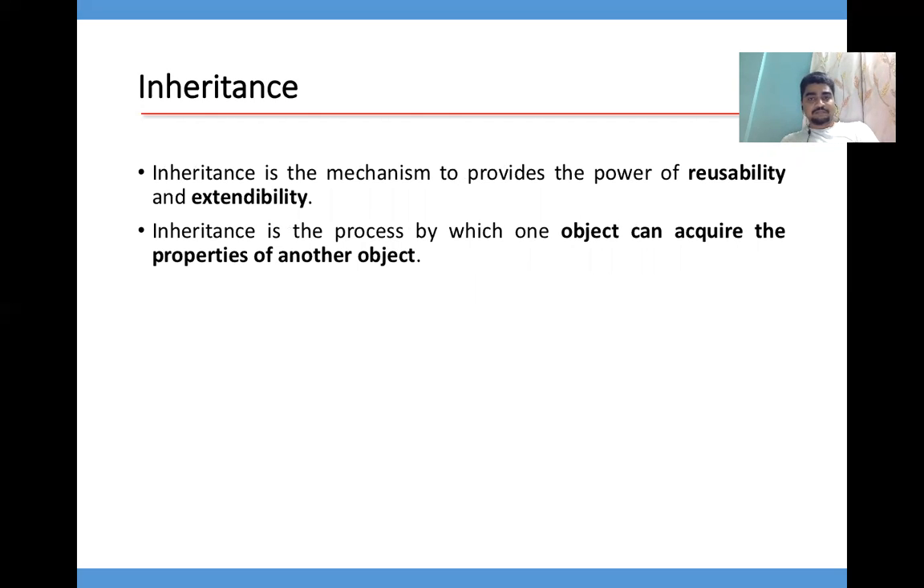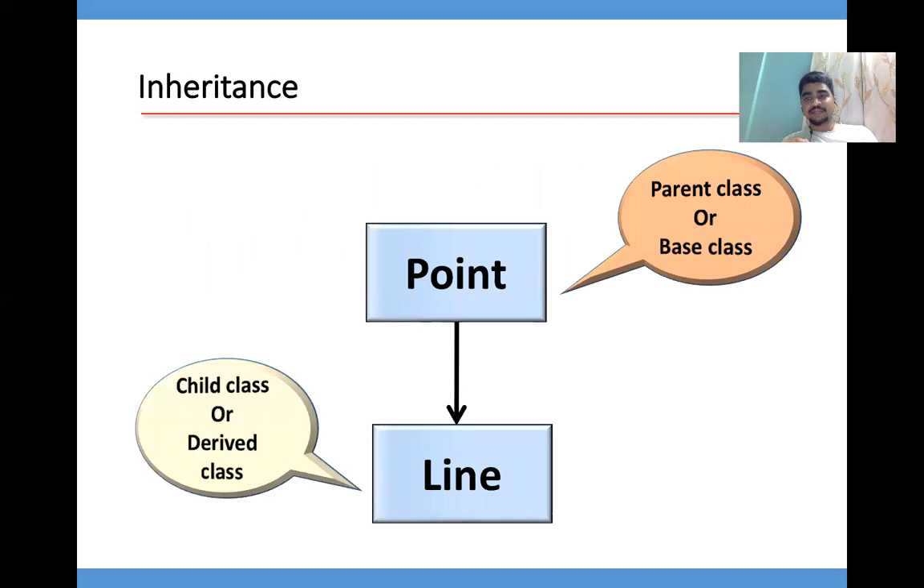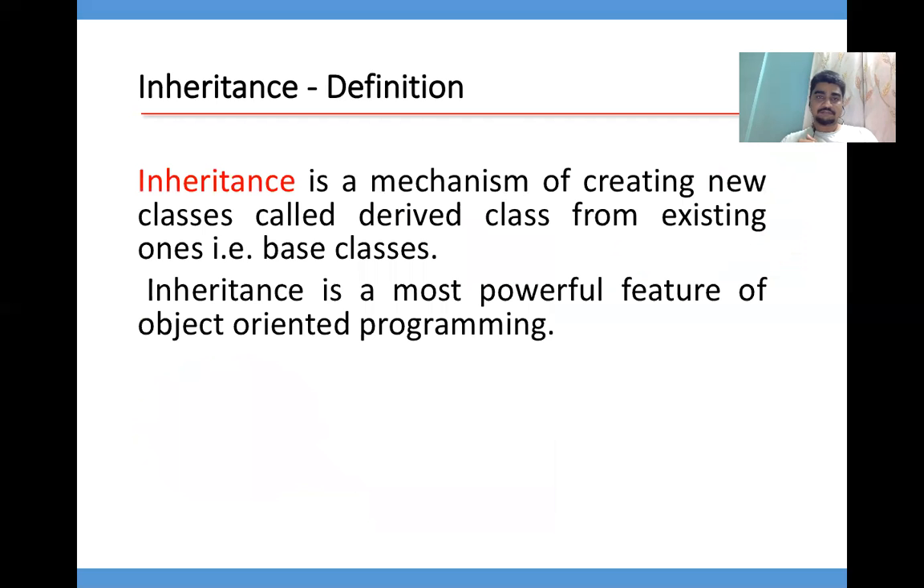Now, inheritance is a mechanism to provide the power of reusability and extendability. Inheritance is a process by which one object can acquire the properties of another object. So object A acquires the properties of object B. Suppose there is a class Point, which is the base class or parent class, and there is a derived class or child class called Line. Line is derived from the parent class Point. There are n number of points which form one line. This is called inheritance.